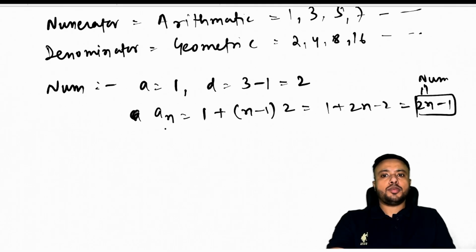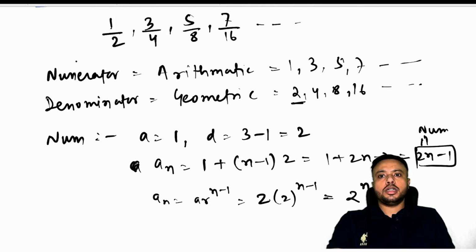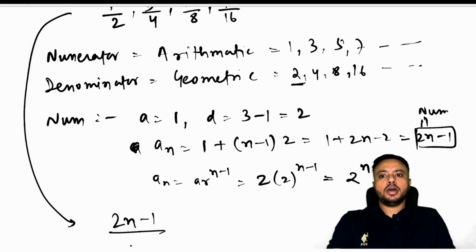And if we have to figure out the general rule of the denominator, we have to use the geometric sequence formula, which is an equals a r raised to the power of n minus 1. So a here is 2 and r is 4 by 2, which is 2, so 2 raised to the power of n minus 1. If you simplify it, you're going to get 2 raised to the power of n. So the general rule of this particular sequence is going to be 2n minus 1 upon 2 raised to the power of n.